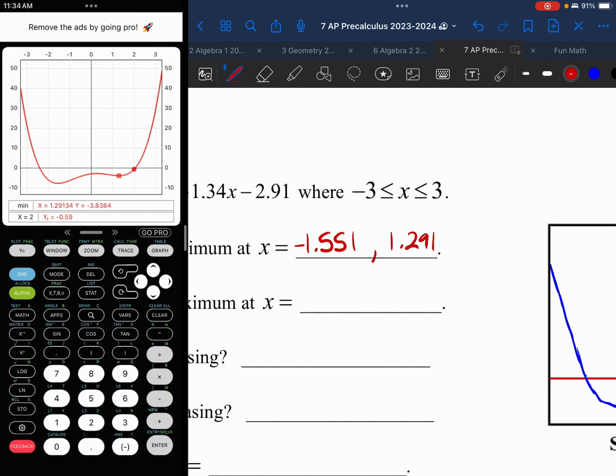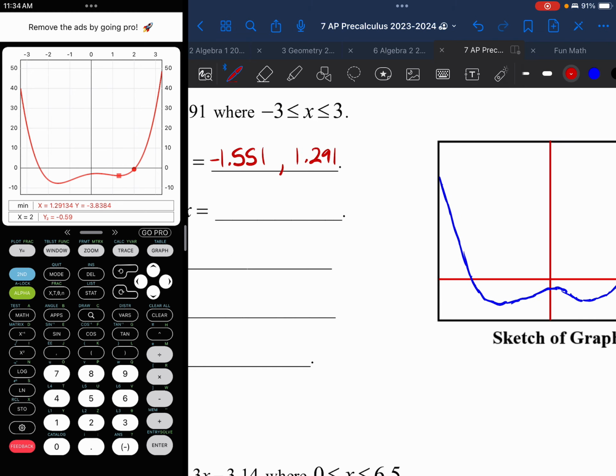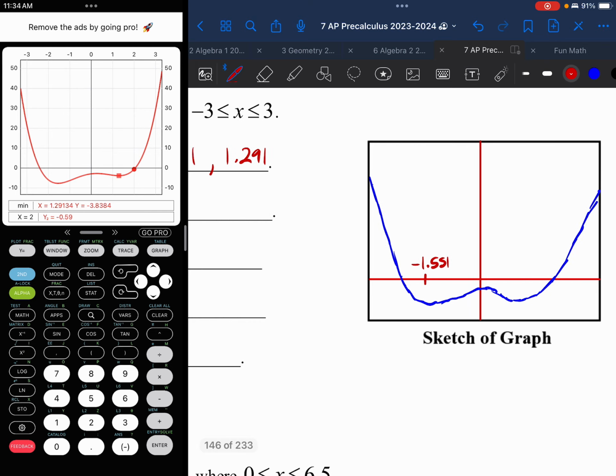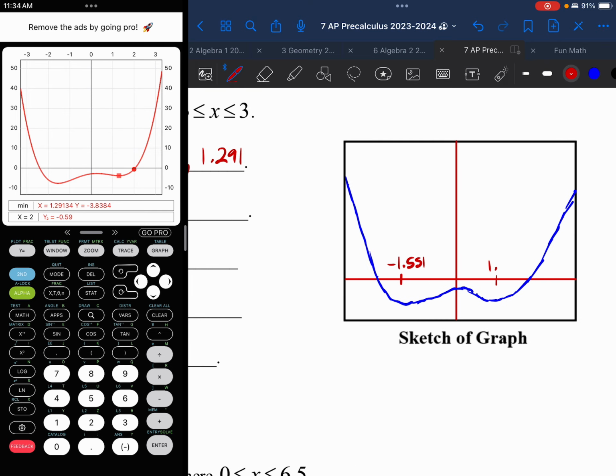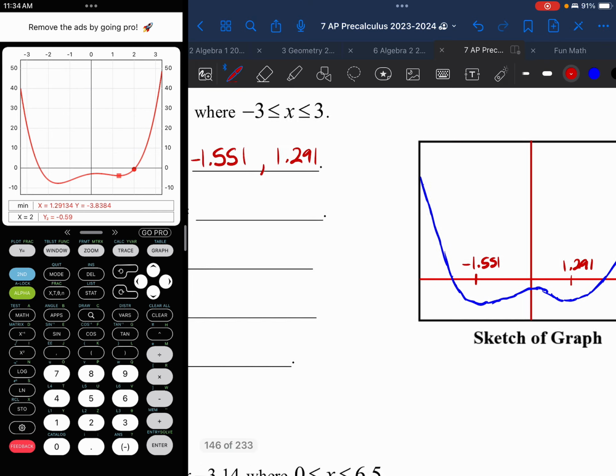Alright, and I'm going to label these because I think that will be confusing later. So this spot right here where we had a local minimum was negative 1.551, and then over here was 1.291. So the graph is labeled as well.